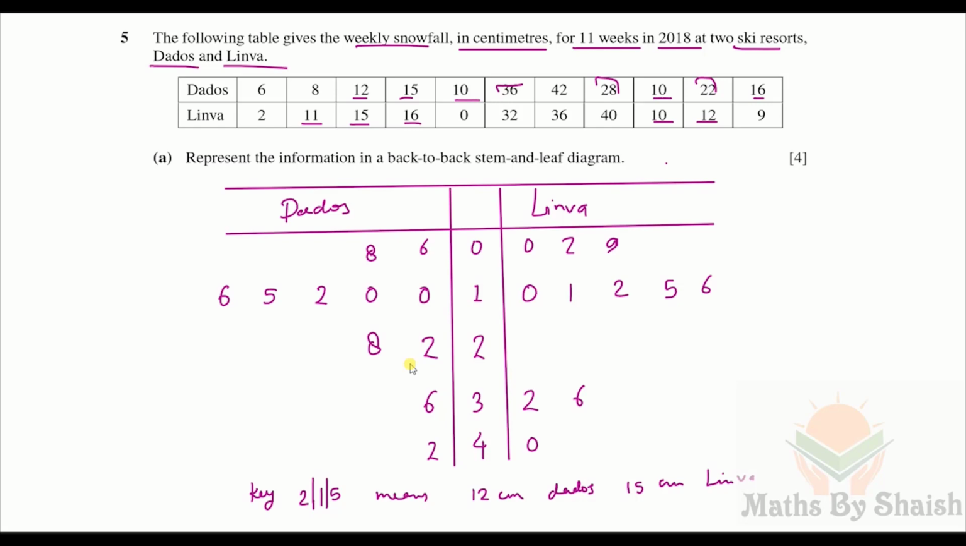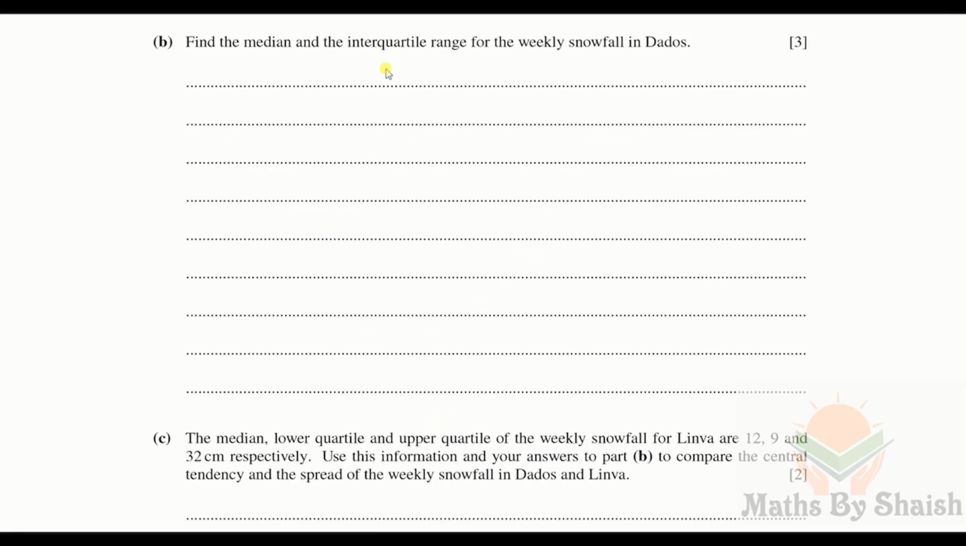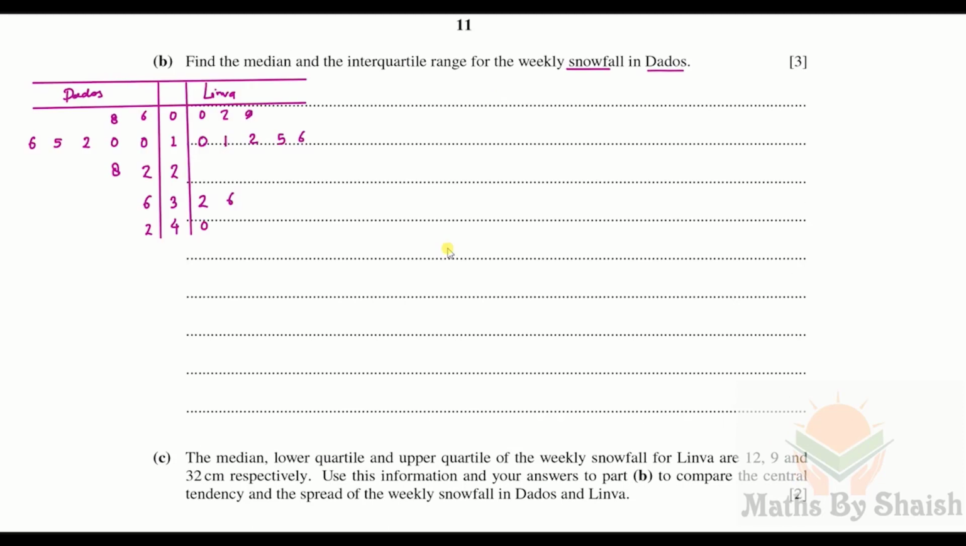Let's discuss the next part of this question. Here is part B. Find the median and interquartile range for the weekly snowfall in Dados. So I'll bring the stem and leaf diagram here. And here's the stem and leaf diagram for Dados and Linwa both, but we'll only focus on Dados.